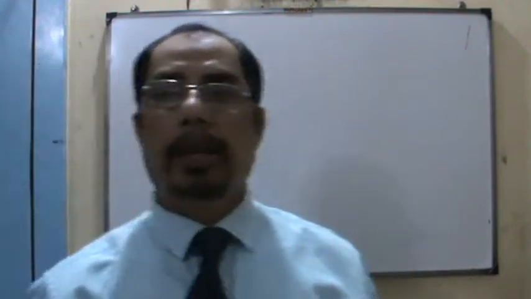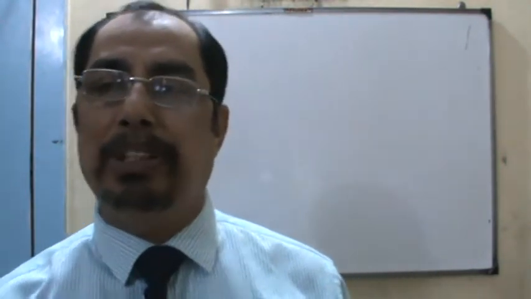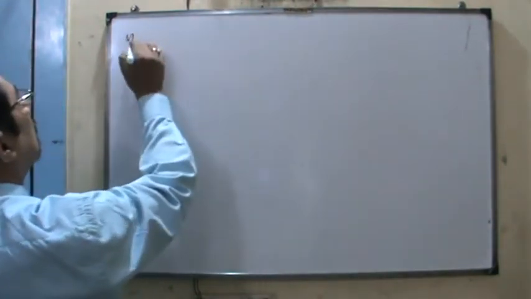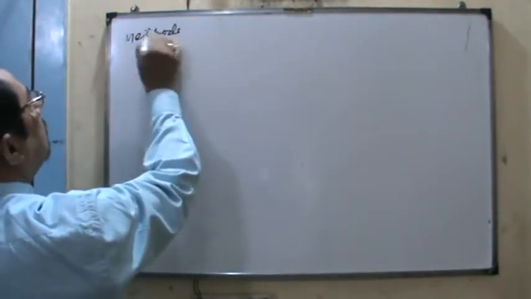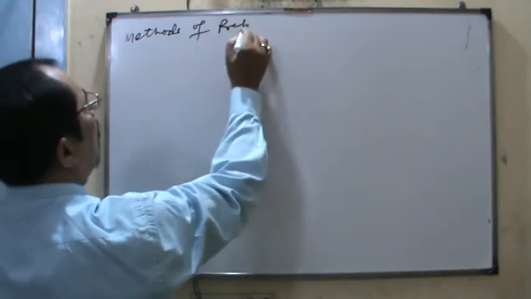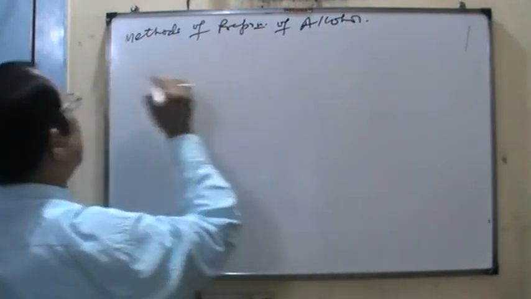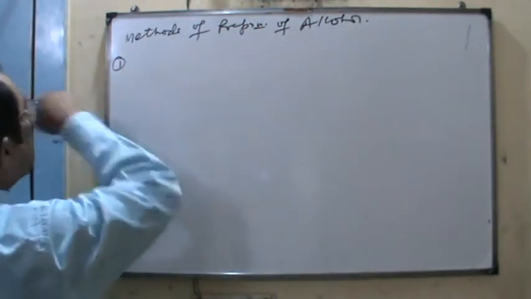Now students, I want to add the methods of preparation of alcohol. Although I have explained the preparation of phenol, and you can see the chemical properties of phenol, now the methods of preparation of alcohol. Right, so you write down: methods of preparation of alcohol.